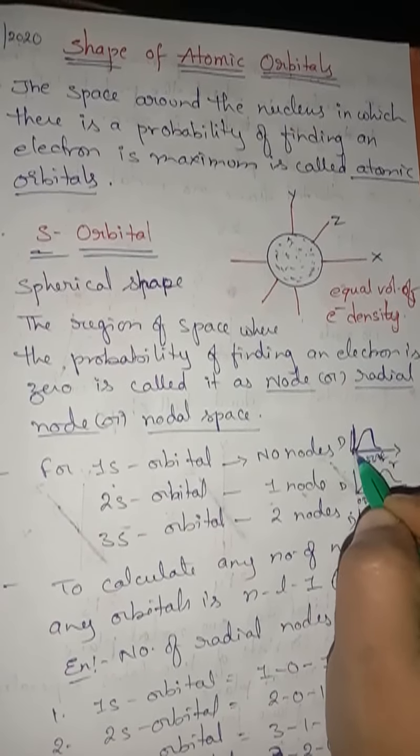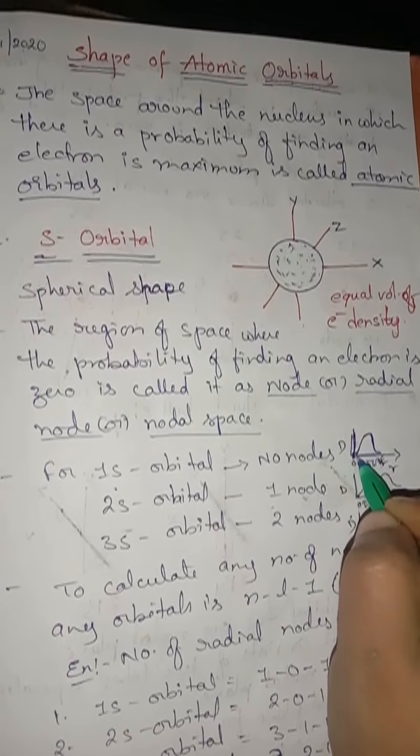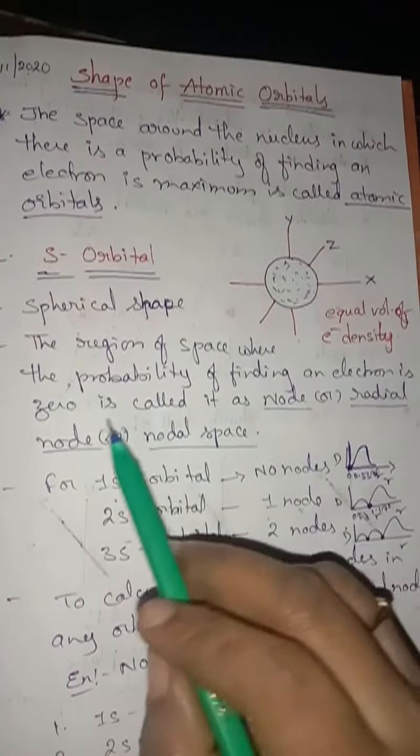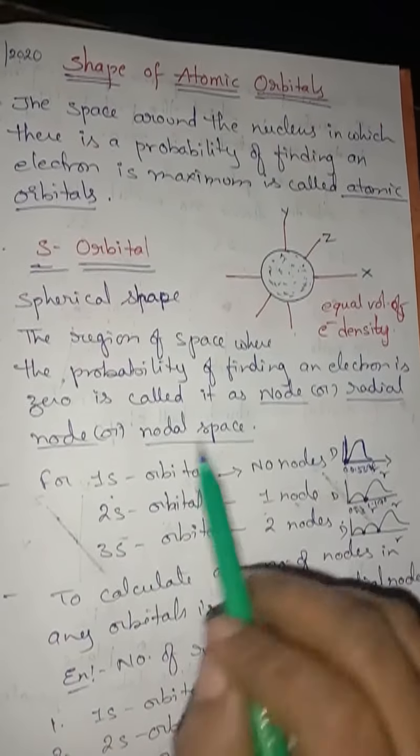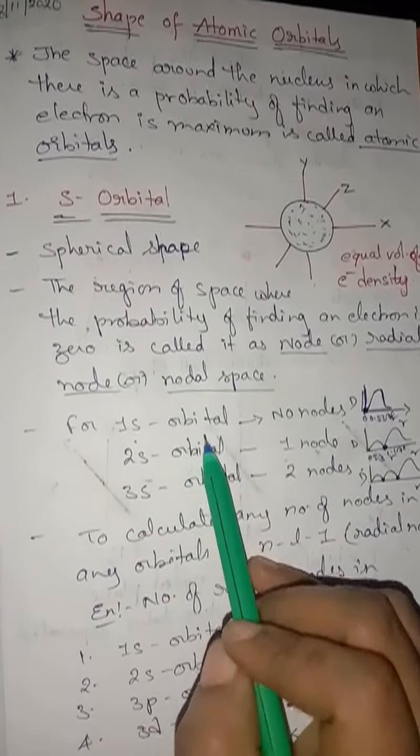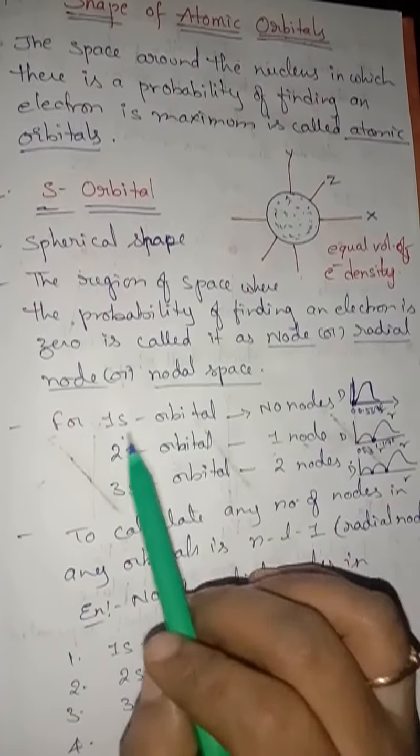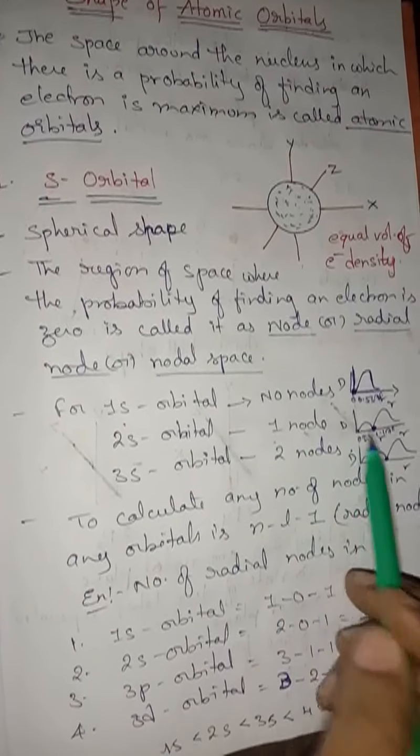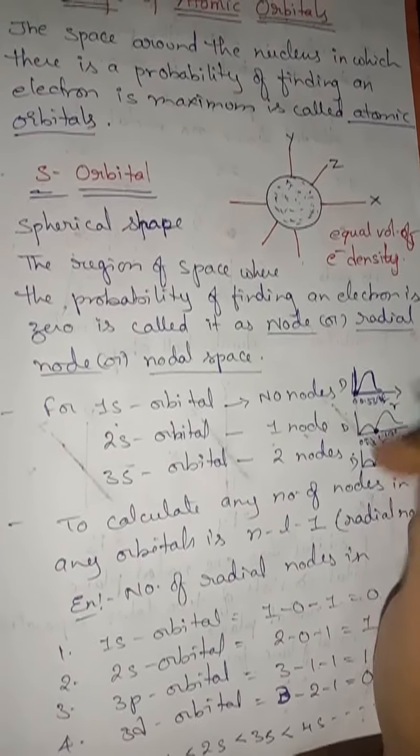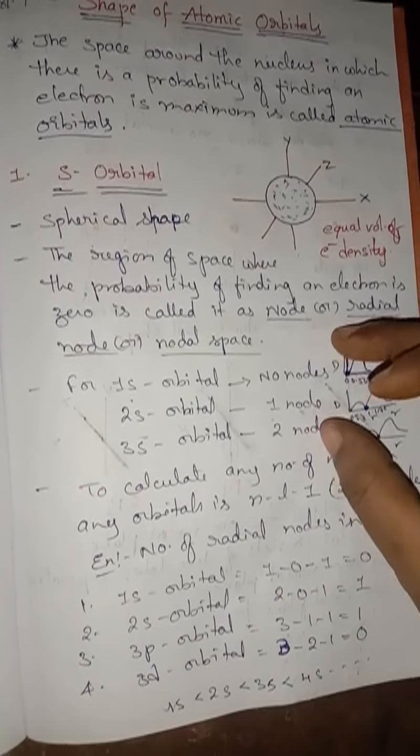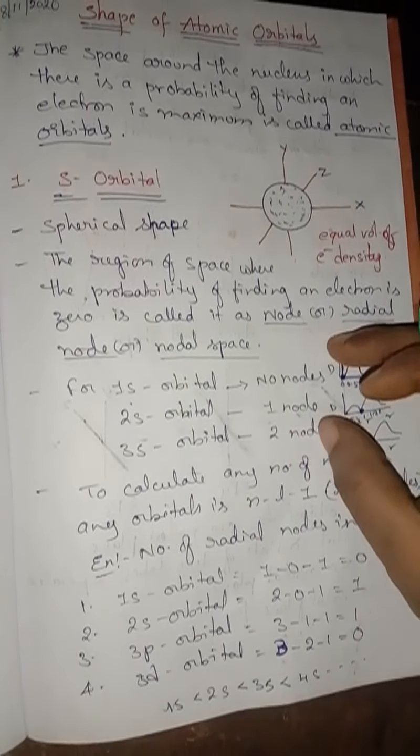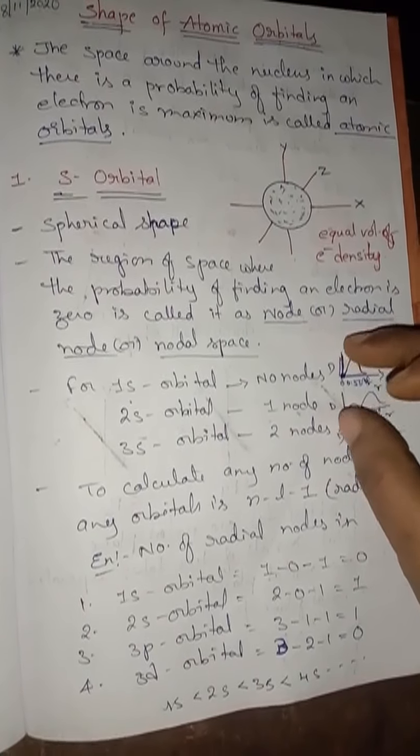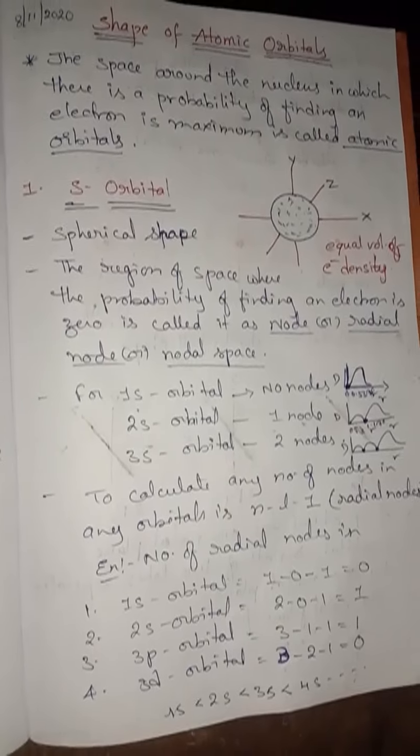Look at this diagram. The starting point here is 0. This is called a node, or radial node, or a nodal space. For the 1s orbital there are no nodes. For the 2s orbital one node can be seen. What do you mean by node, children? The point where an electron cannot be located is called its node.